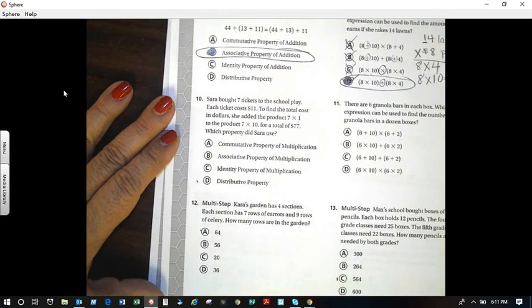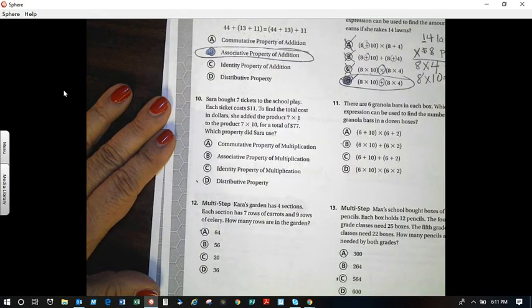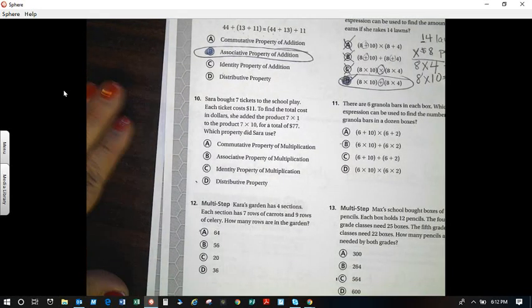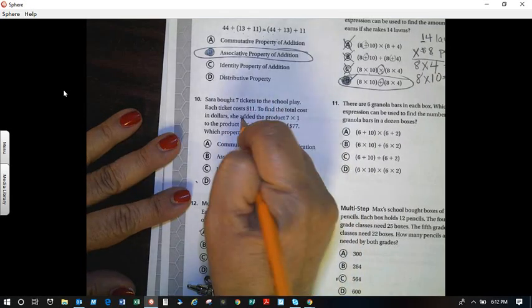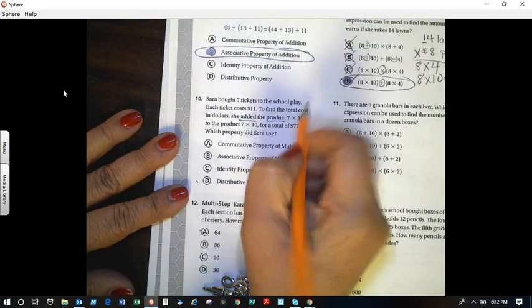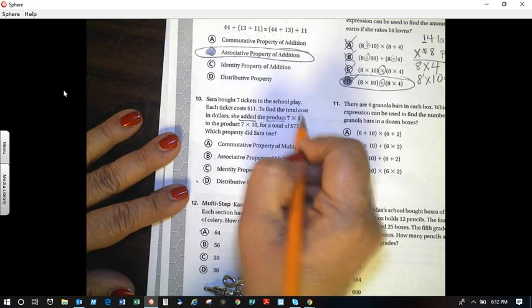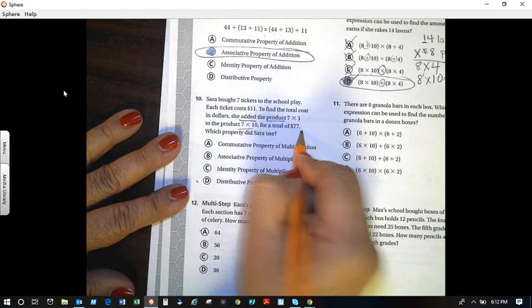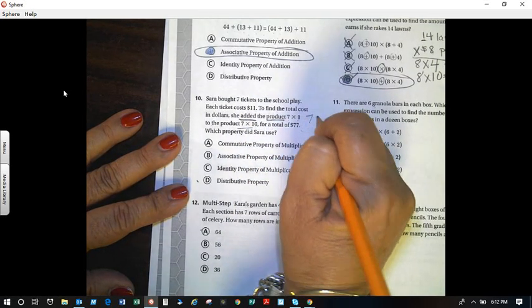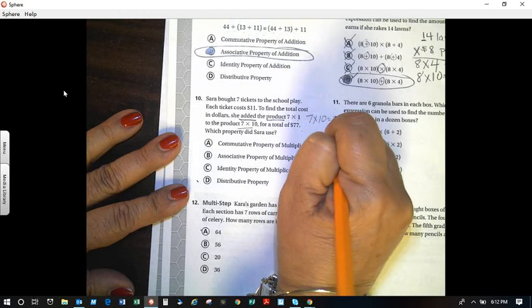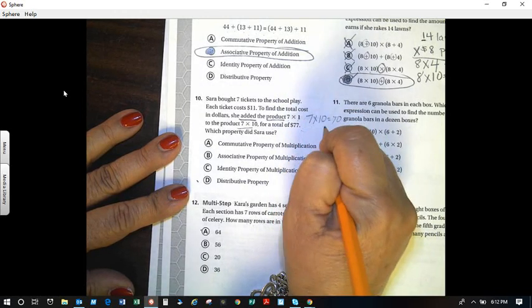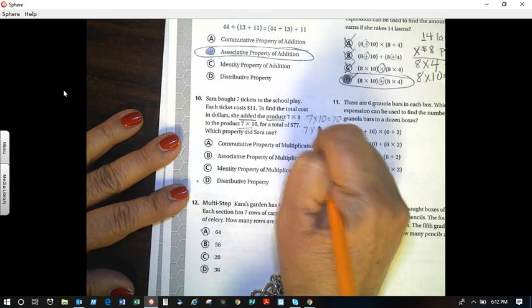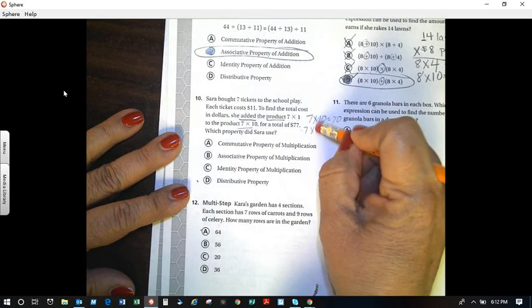Let's look at number 10. Sarah bought 7 tickets to the school play. Now, each ticket costs $11. To find the total cost in dollars, she added the product 7 times 1 to the product 7 times 10 for a total of $77. Does that make sense? Yeah, because she had 7 times 10, that's 70, and she added it to 7 times 1. Oops, I meant to put the 1.